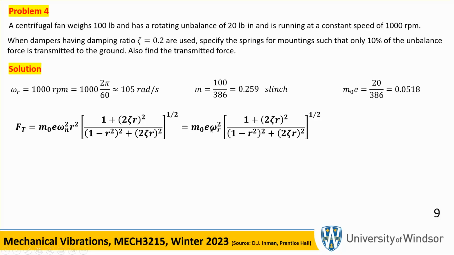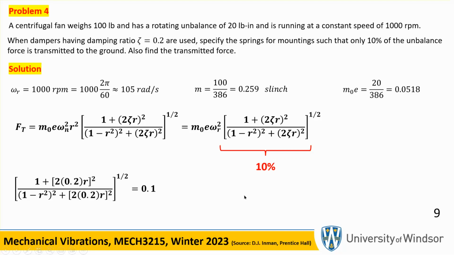This thing plays the role of our F naught. In other words, Ft over F naught is 0.1. We already know that. So this thing, which is Ft over this guy, is 10%. So we know everything. The only thing that we don't know is r. Okay, so we find the r.